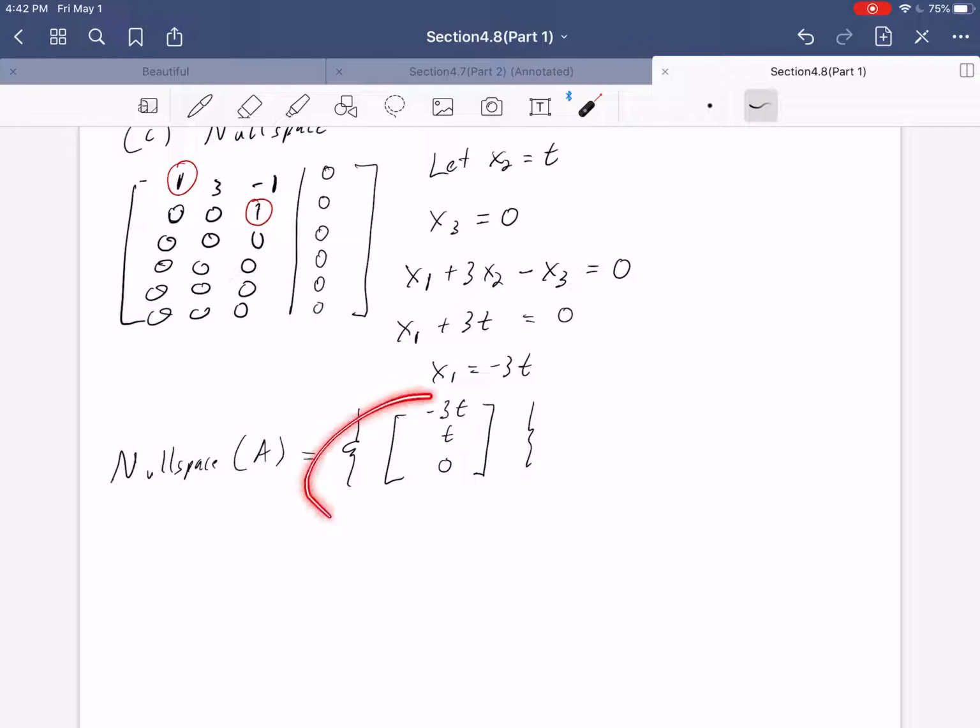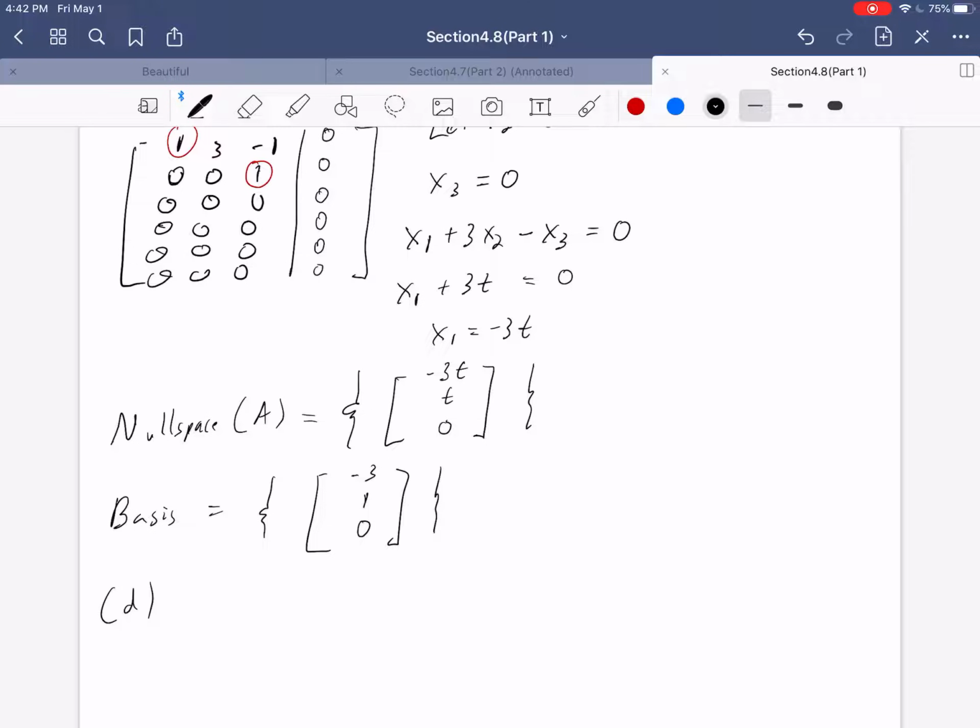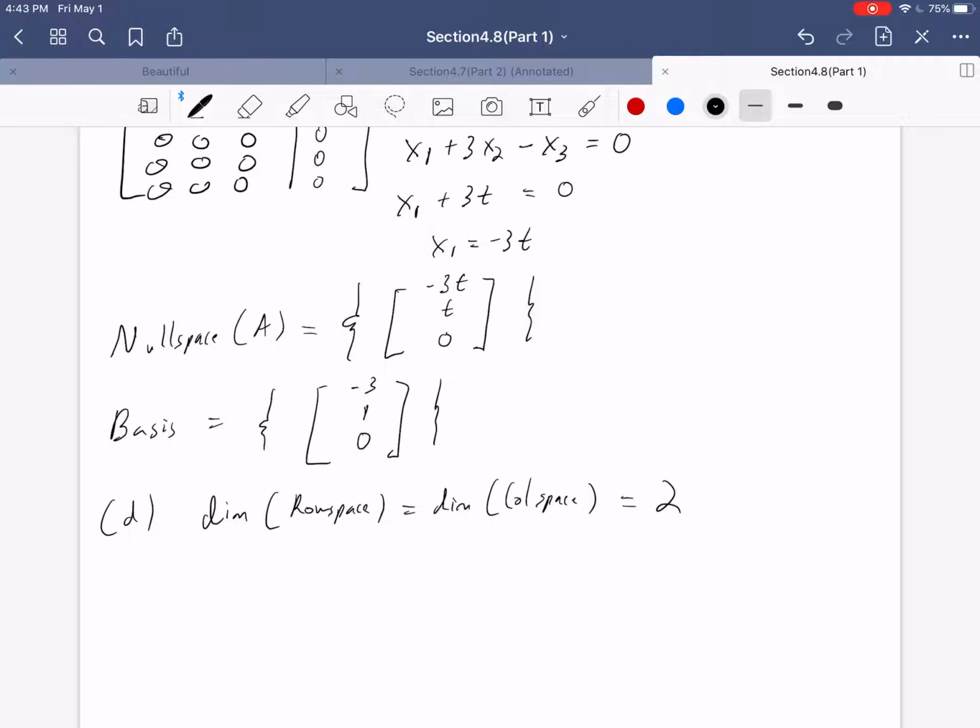Okay? And then, of course, to actually figure out a basis, well, there's only one parameter. So the basis here would just be consisting of a single vector. We could call it (-3, 1, 0). Now, that would tell us then, in terms of dimensions, that the dimension of the row space equaled the dimension of the column space equaled 2, and the dimension of the null space in this case was equal to 1.